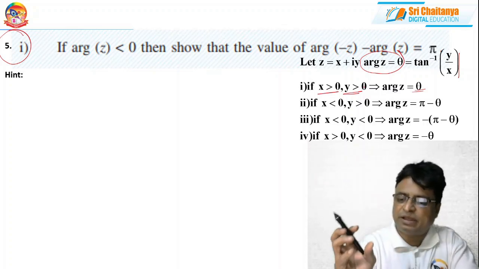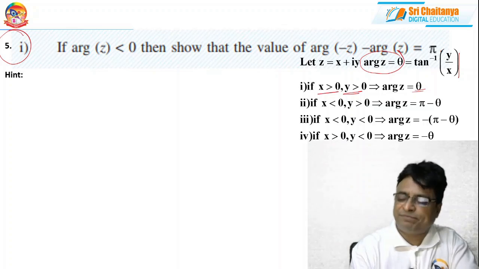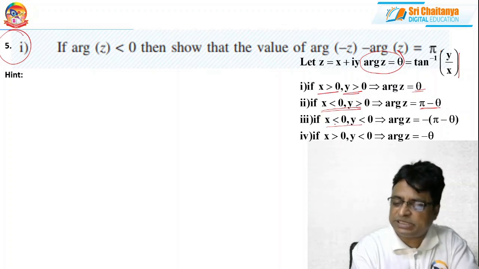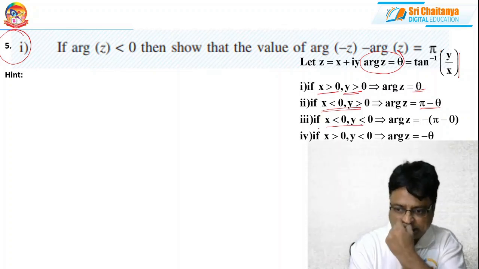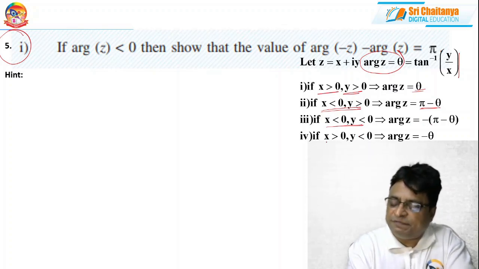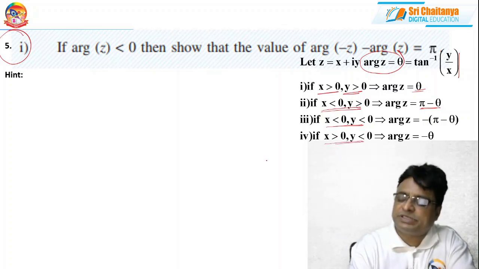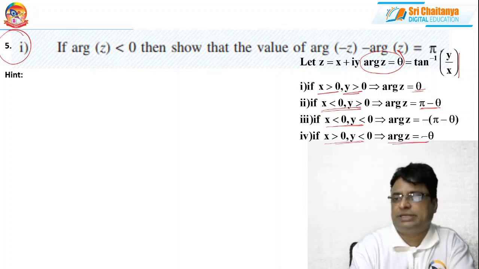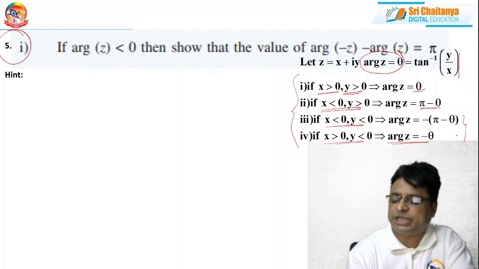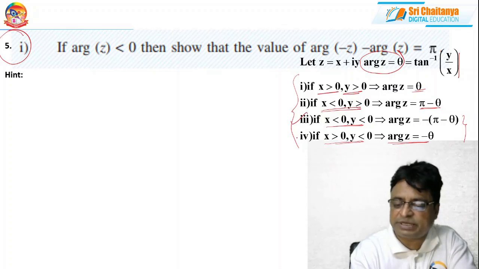That is, if the complex number is in the first quadrant, then the argument of the complex number is theta. If the complex number is in the second quadrant, then the argument is pi minus theta. If the complex number is in the third quadrant, that is x negative, y negative, then the argument is minus of pi minus theta. And if the complex number is in the fourth quadrant, that is x positive, y negative, then the argument is minus theta. So from all these 4 cases, you have to observe that the argument is negative under these 2 cases, case number 3 and case number 4.